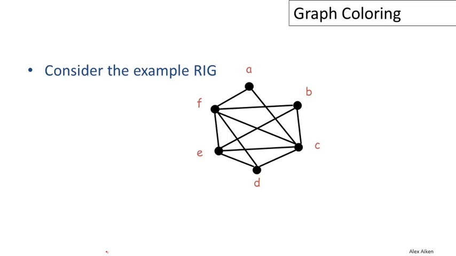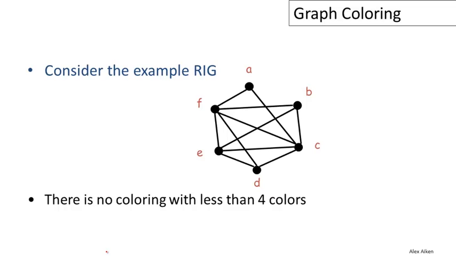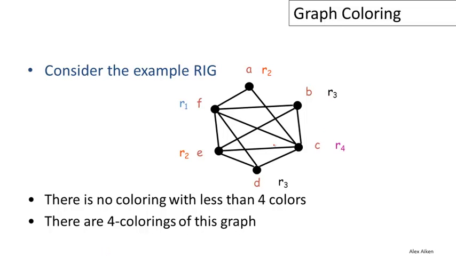So let's take a look at an example RIG. And for this particular graph, there is no coloring that uses fewer than 4 colors. But there is at least one 4-coloring of this graph, and here it is. So I've used colored labels, but also register names, so that you can see what registers we might assign to each of the nodes. And just notice that although there are many more than 4 temporaries or 4 nodes in this graph, we do manage to color it with only 4 colors, and some of the nodes have the same color. So for example, D and B are allocated the same color, as are E and A.